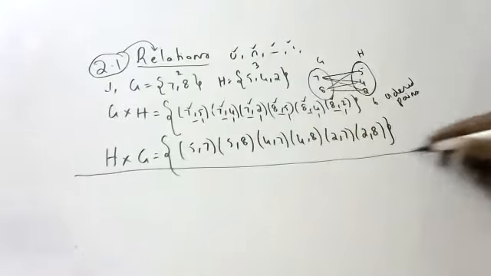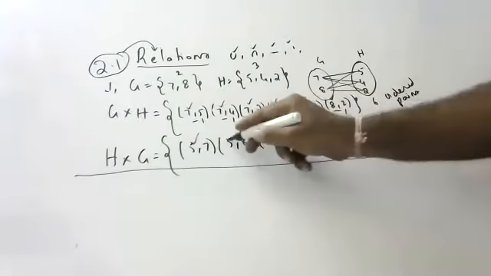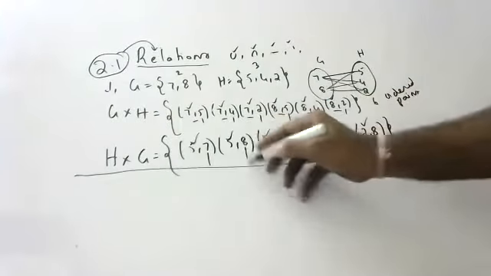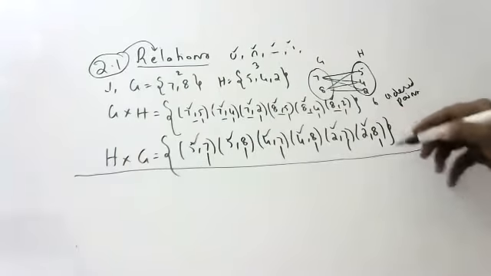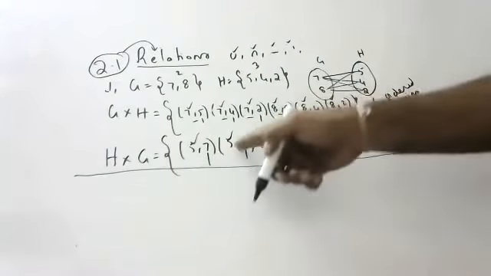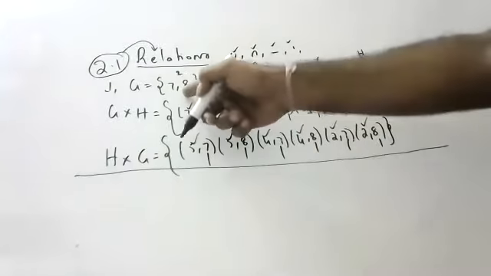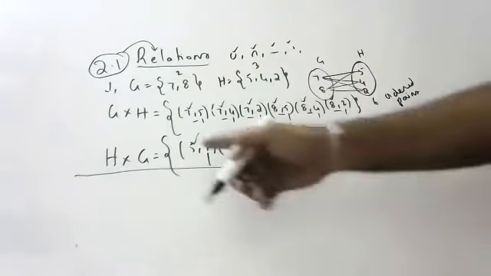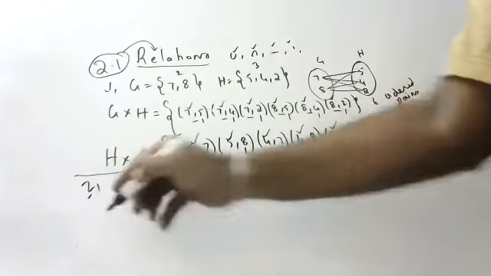In all these ordered pairs, remember the first elements are called domain and the second elements are called range, and these are called ordered pairs. How many ordered pairs did we get? 6 ordered pairs. Why? Here 2 elements are there, here 3 elements are there, 2 threes are 6. Totally we have got 6 ordered pairs. Second question we are going to do like that only.